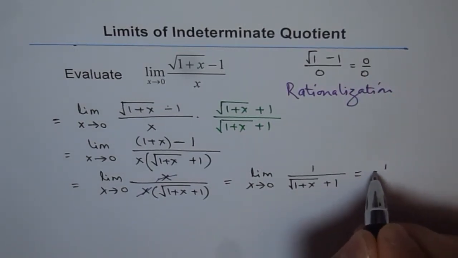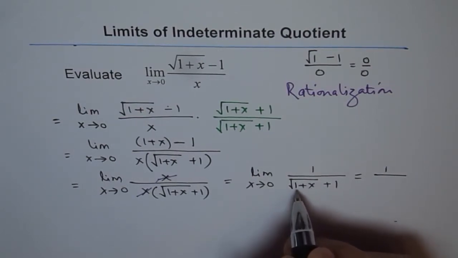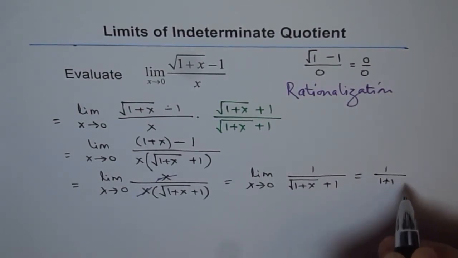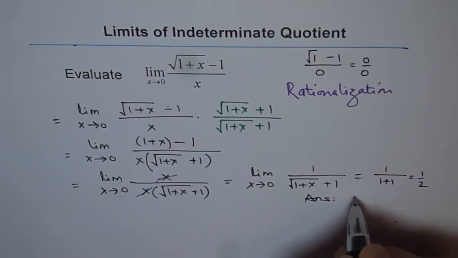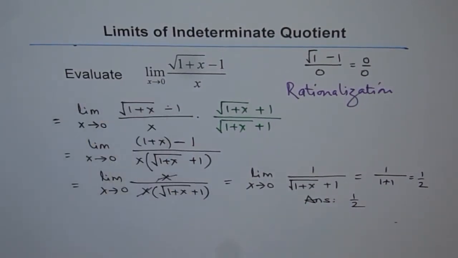So we get 1 over, when I put 0 here, square root of 1, which is 1, plus 1, which is 1 over 2. And therefore, our answer is half. So the limit of this function as x approaches 0 is half, 1 over 2. So have a good look at this technique of rationalization, and I hope it helps you to solve any problem with square roots. Thank you and all the best.